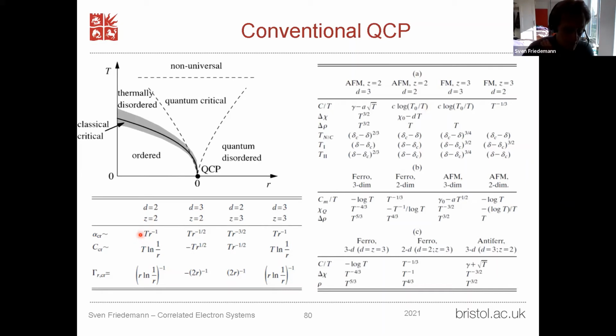Down here, the table I've got is actually both in terms of temperature and r, the distance to the quantum critical point. So you see r is here the tuning axis, and 0 corresponds to the quantum critical point. So that does not only tell you what the specific heat will be doing as a function of temperature in this regime, but it also tells you what the specific heat will be doing as you tune here to the right or left in this quantum critical regime.